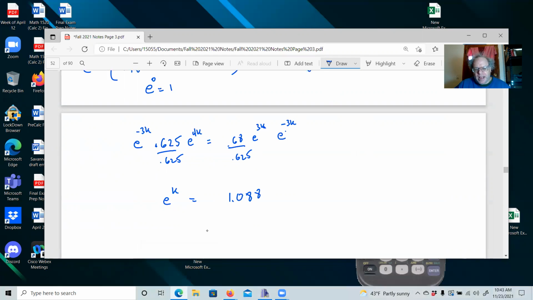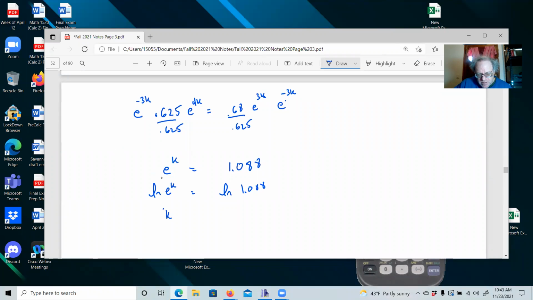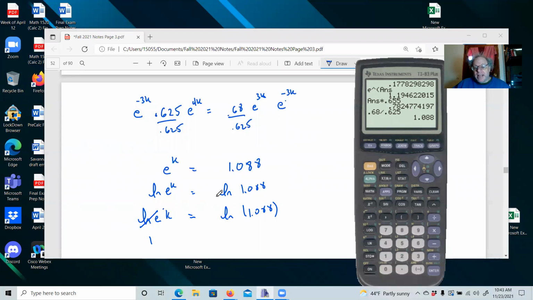Well, we have to solve for e to the k, and that's in an exponent position. How do we deal with that? You take the natural log: natural log of e to the k equals natural log of 1.088. So k, because it comes down in front, times the natural log of e, which we know is 1, is equal to the natural log of 1.088. So that's my k. Now I have to solve for a sub 0.